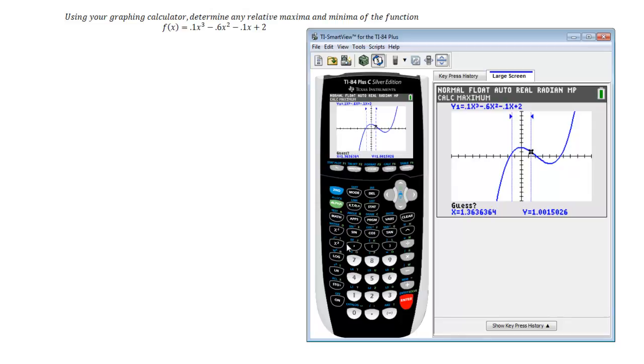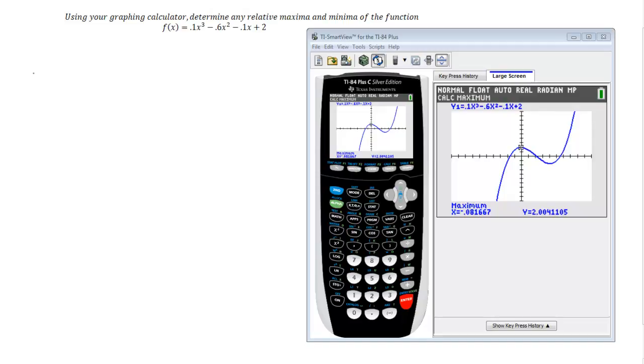And now it asks me if I want to guess, and I say, no, I just paid $100 for you. I'm definitely not going to guess, so I'm just going to bypass that by hitting enter. And notice it gives me a max value at x equals negative 0.081667 and a y value of 2.0041105. I'm going to go ahead and round the answer to the hundredths decimal place.